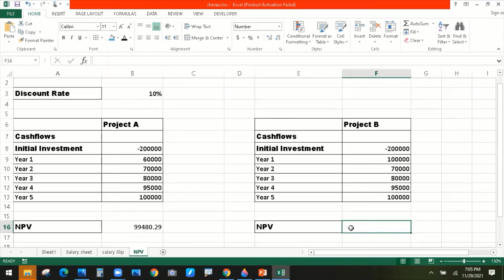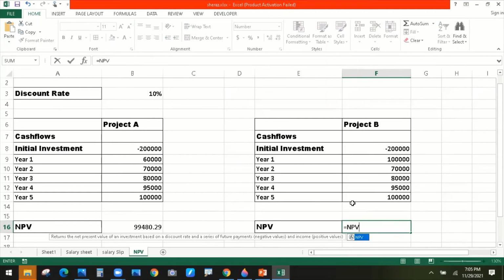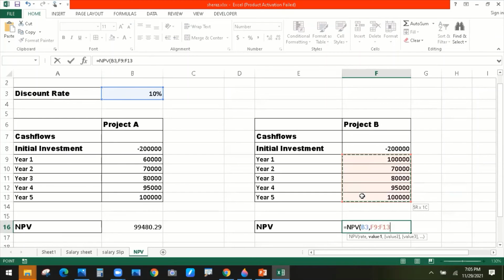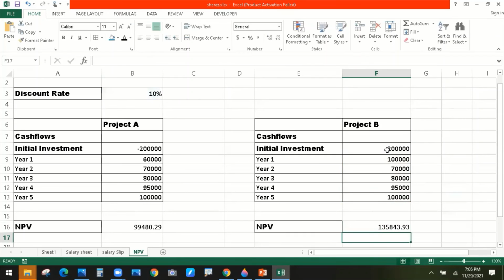Now we have to use the same formula for Project B, which will be equal to net present value, bracket start. We have to give the discount rate at which net present value will be calculated, comma, and then future cash flows, the bracket close, plus initial investment. We can see two projects have positive net present values, but Project B is better than Project A because its net present value is greater than Project A.